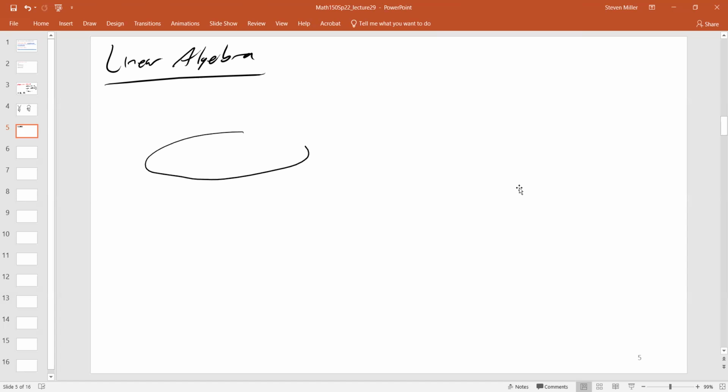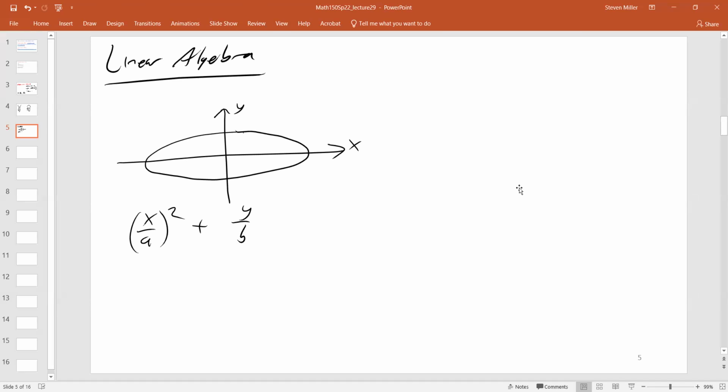If I give you an ellipse oriented along the coordinate axes, we know how to study this. The equation of the ellipse is x over a squared plus y over b squared equals 1. This is the conic sections that we all forget. We will talk a little bit about ellipses and hyperbolas and all that jazz when we hit the library.